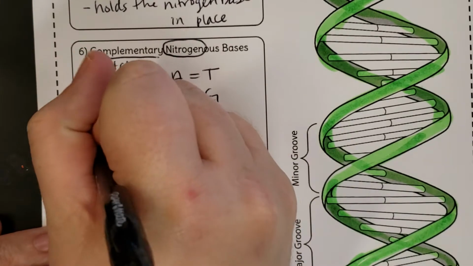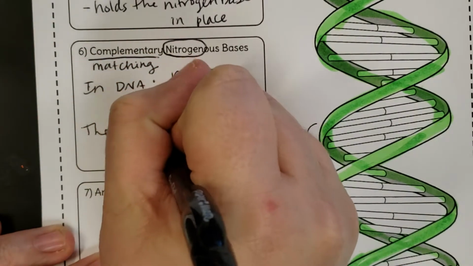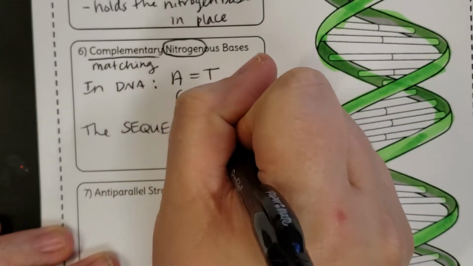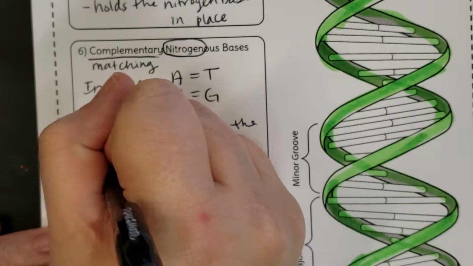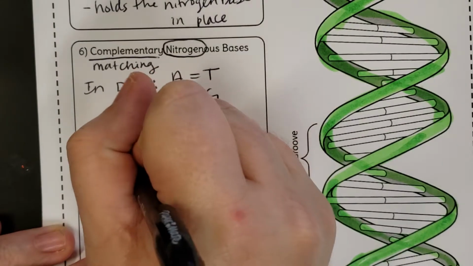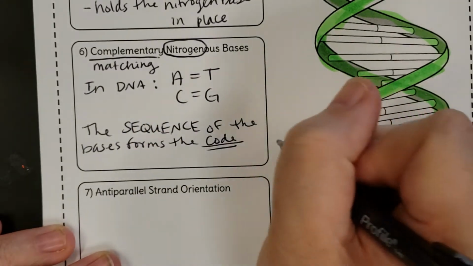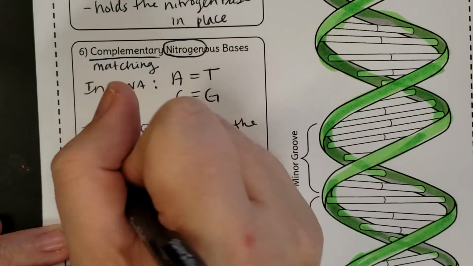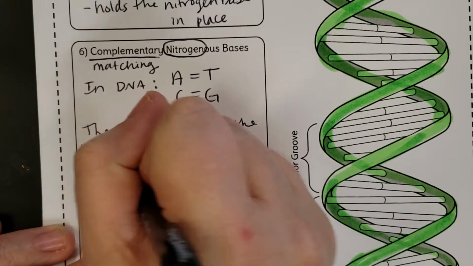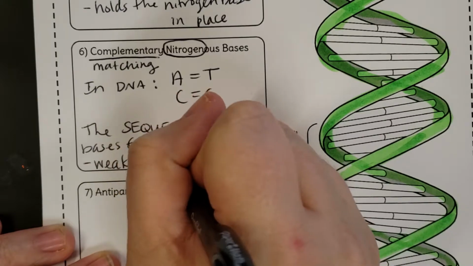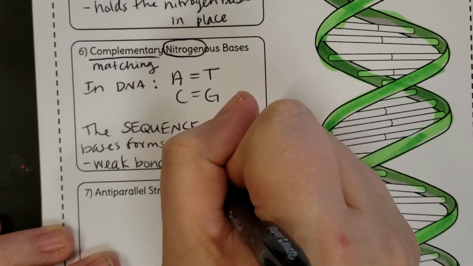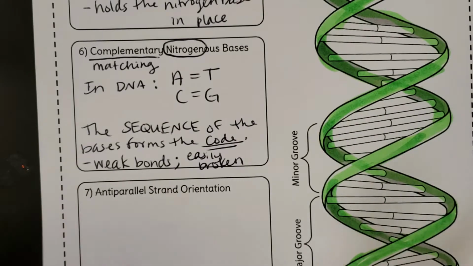Okay, and it is the sequence of the bases that forms the code, because remember, we said it's the genetic code. And these are held together by weak bonds, and they are easily broken like a zipper. Okay, these weak bonds are hydrogen bonds, and they're very easily broken like Velcro. You can just rip them apart real easy and then put them back together.